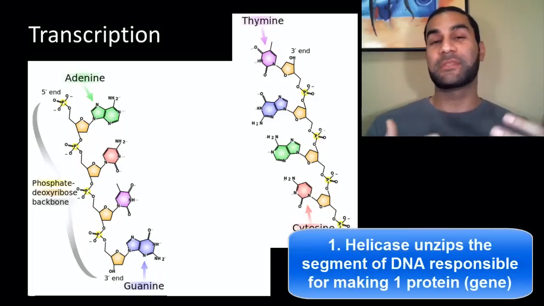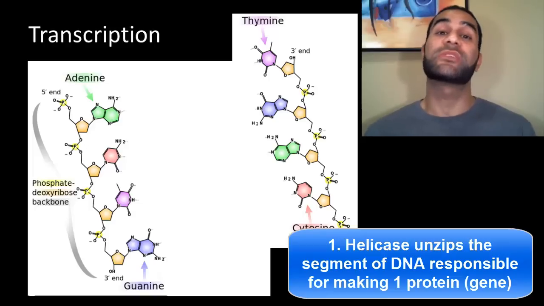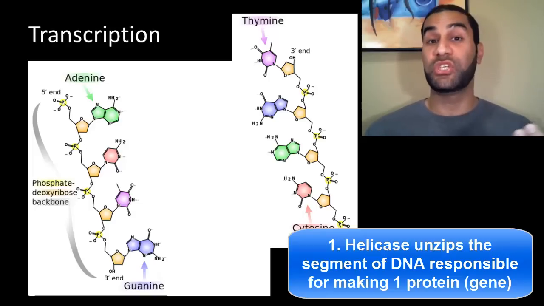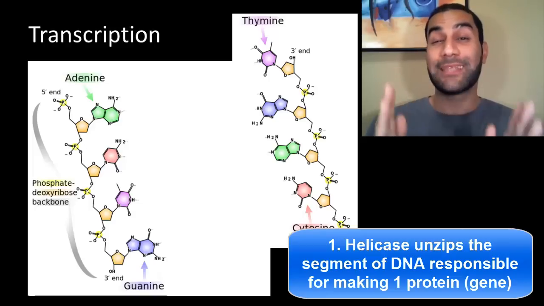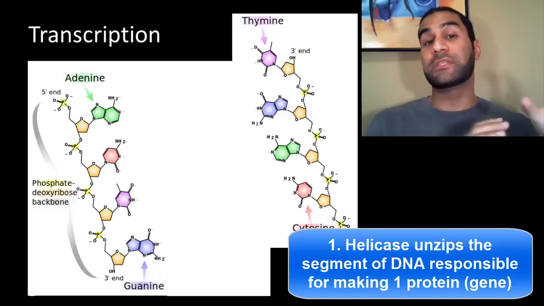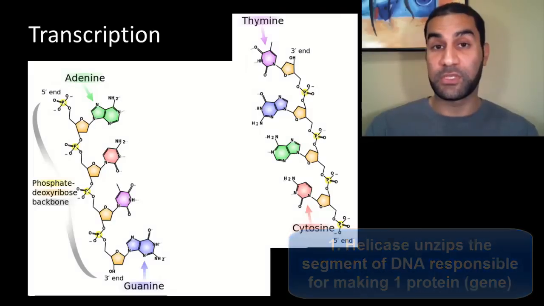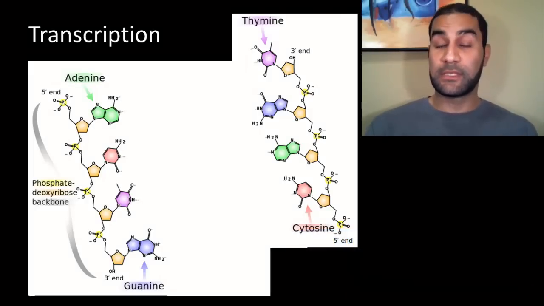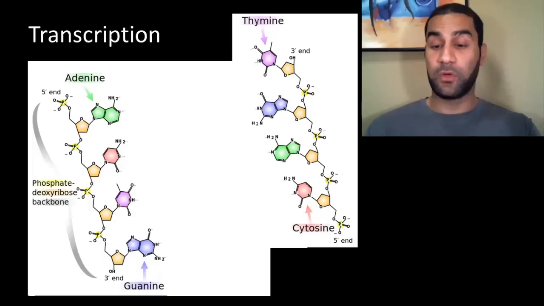Helicase unzips the entire DNA if it's DNA replication, but in this case this is just transcription. It's only going to unzip one gene. It's only going to unzip one segment of the DNA just long enough to be able to pull it and use it to put together one particular protein. So the DNA unzips. It's the same basic first step, it's just not the whole line.